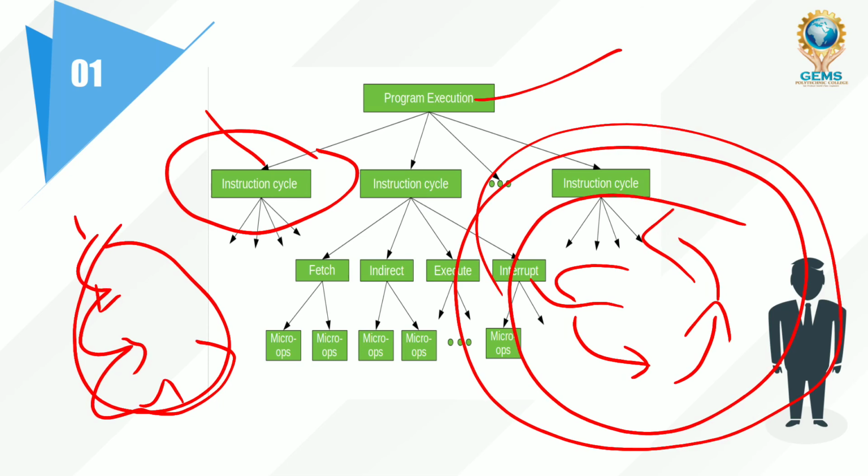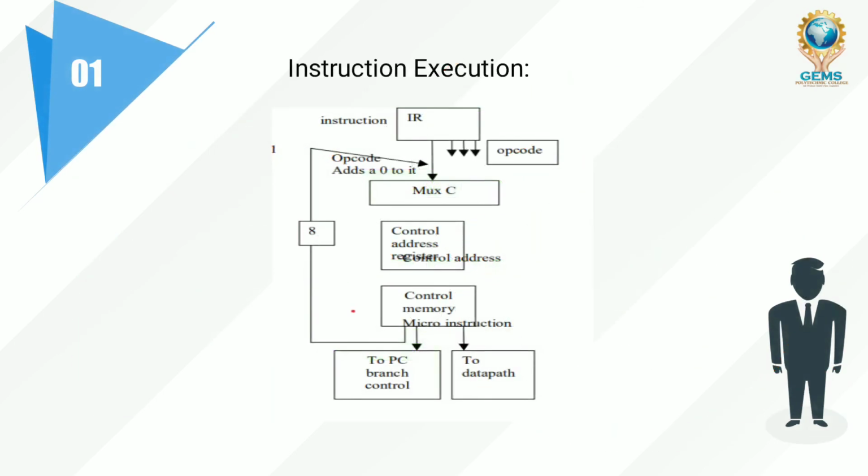So this is the first, this is the second, this is the third. So instructions club together for execution. When they execute, they will do the operations. They will help to perform the operations. So it's a program execution, instruction cycle 1, cycle 2, and so on. When it's going on, first we will fetch the data. It may be indirect or direct, but we will fetch the data from some specific address, then execute the data and interrupt. So this is the actual process of executing instructions.